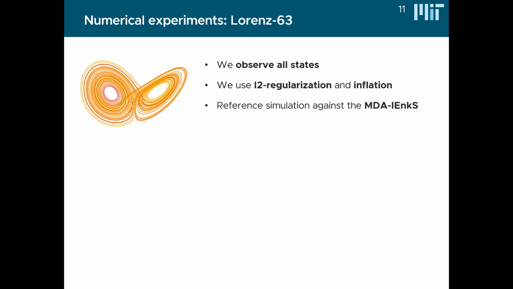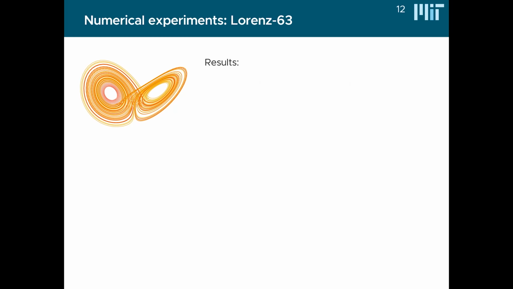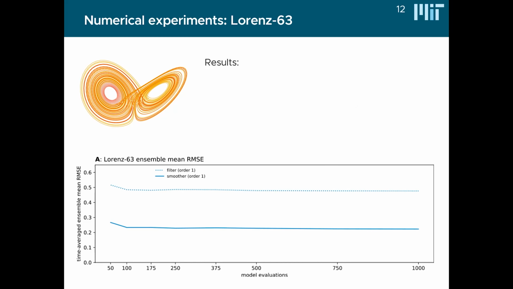We then compare our results not just against the linear ensemble transport smoother corresponding to the ensemble Rauch-Tung-Striebel smoother, but also against a state-of-the-art benchmark, the multiple data assimilation iterative ensemble Kalman smoother. The results look as follows. On the x-axis you see model evaluations or ensemble size. On the y-axis you see the ensemble mean root mean square error compared to the synthetic true state.